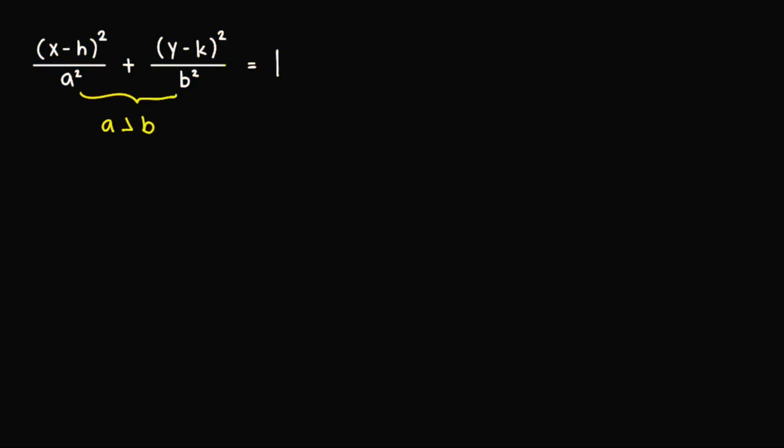Hi there. In this video, we'll be learning how to find the parts of an ellipse given its equation. To start, let's consider this equation of an ellipse with a greater than b. This means that this equation represents an ellipse that is oriented horizontally.